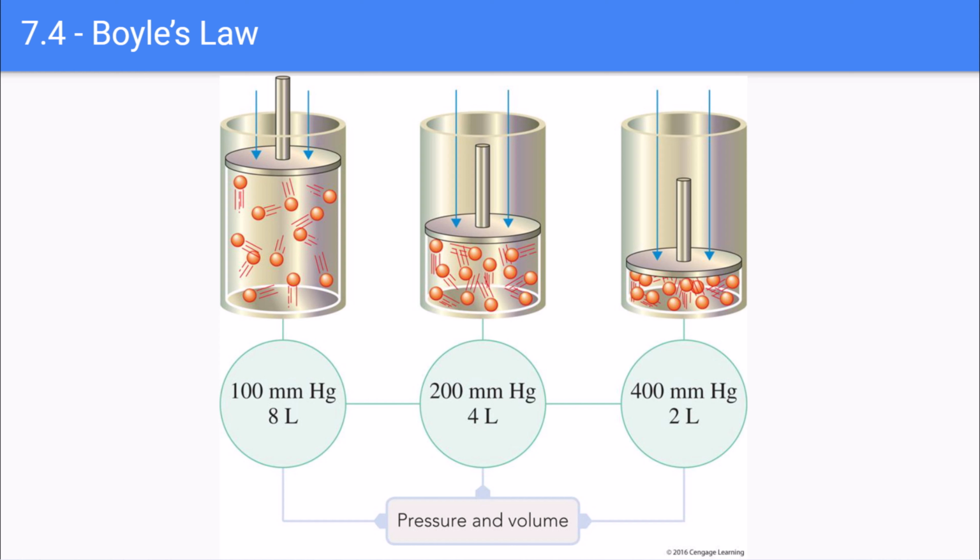But you notice when you multiply each of those pairs of numbers together, you end up with a total of 800. So again, that indicates that pressure and volume are inversely related. So multiplying them is the way to go when we're trying to solve some problems in regards to changes in pressure and volume.